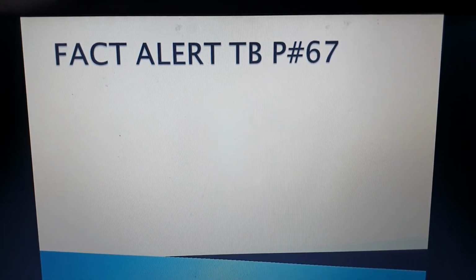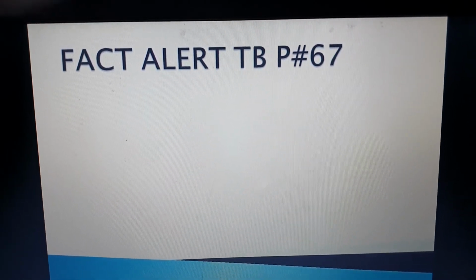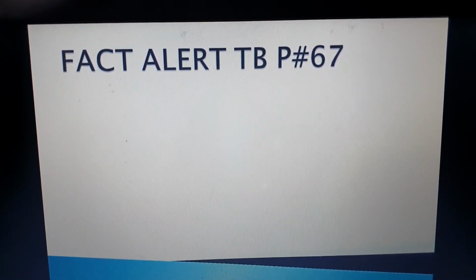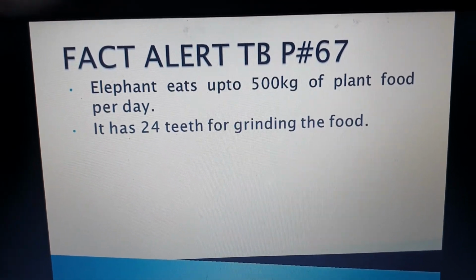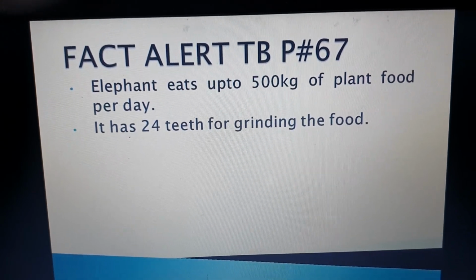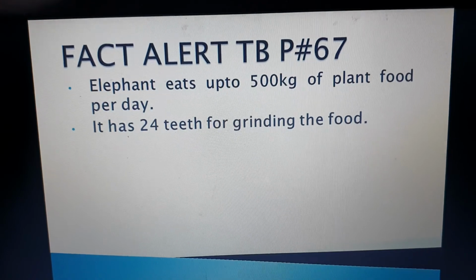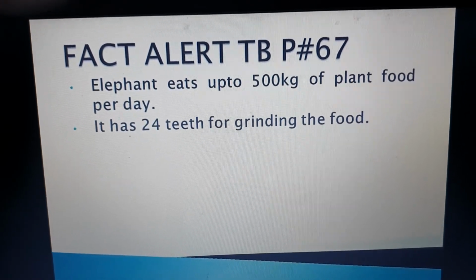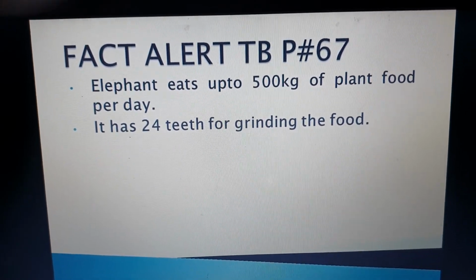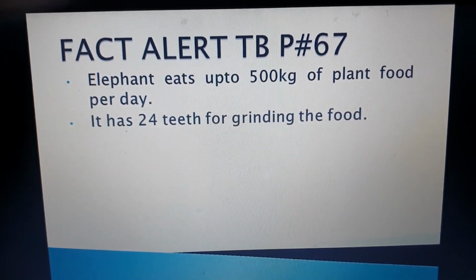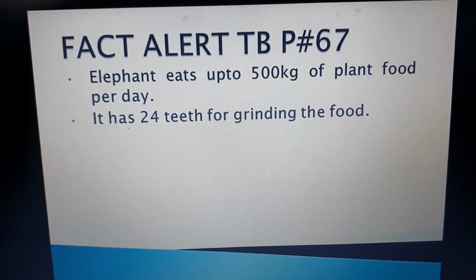Now you have to refer to the fact alert that is given on textbook page number 67. Please all of you open that page. And it is about the elephant. It says that an elephant eats about 500 kilograms of plant food every day. How much food does an elephant eat? 500 kg of plants every day, and it has 24 teeth for grinding the food.